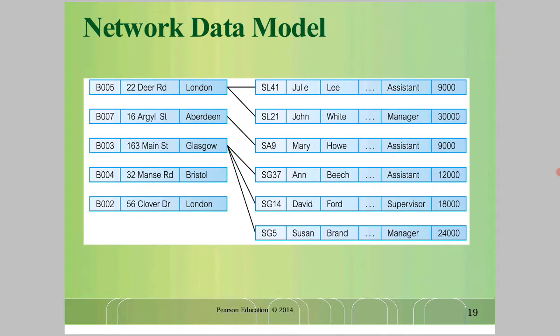Network data model. This is an example of a network model. In the network model, we represent the data or information in the form of records. Each record has fields separated by columns, like this.